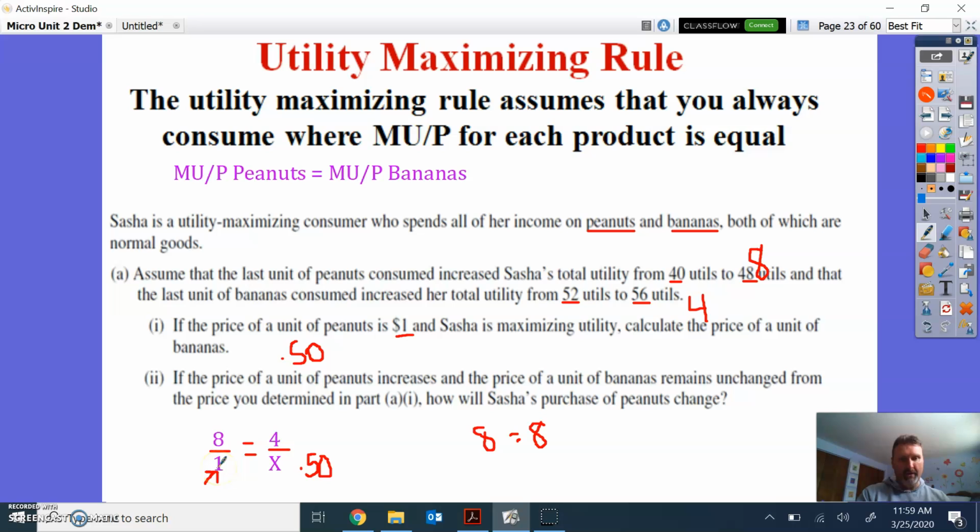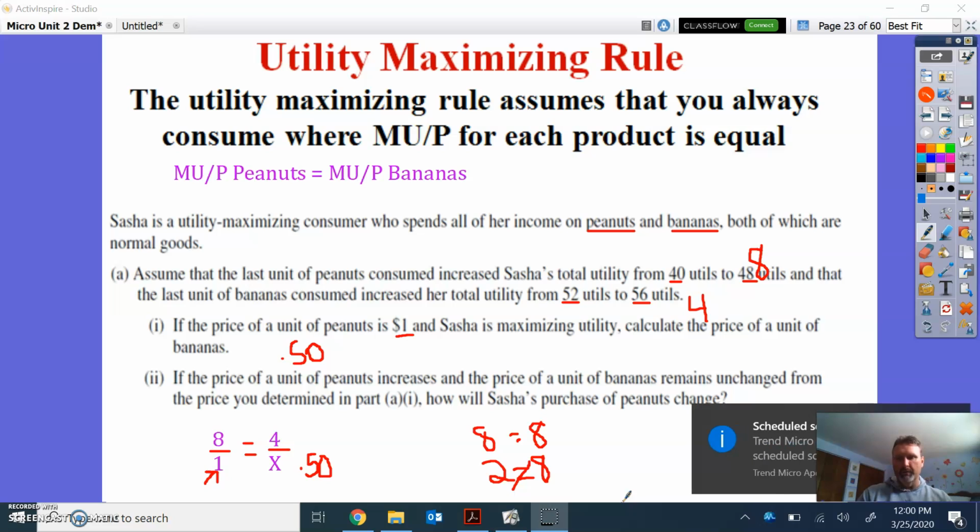Let's say it's now $4 a banana. Which means it's not 8 over 1, it's now 8 over 4, which makes this 2 over 8. And these two are not equal. I would hope that you guys know that 2 and 8 are not equal at that point.